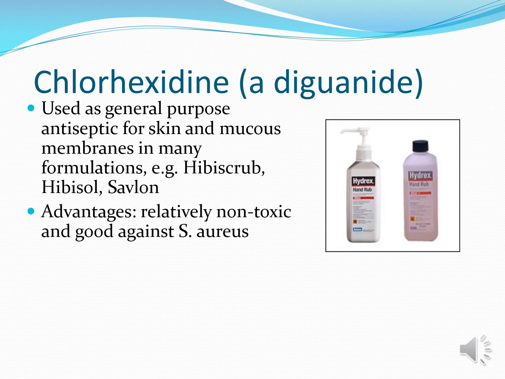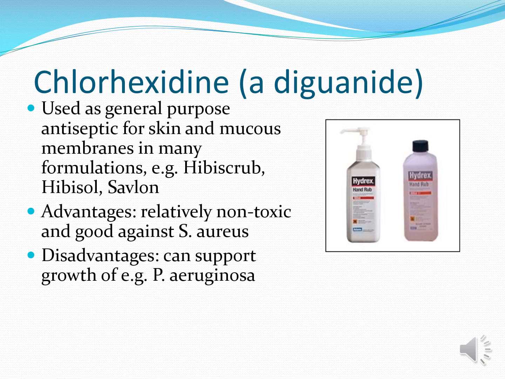Next is chlorhexidine. So it is used as a general purpose antiseptic for skin and mucous membrane in many formulations like Savlon. Advantages are they are relatively non-toxic and good against Staphylococcus aureus. Disadvantages are that they can support the growth of Pseudomonas aeruginosa, which is a very dangerous bacteria.